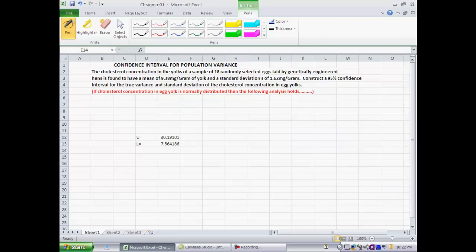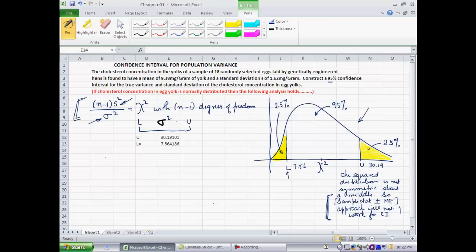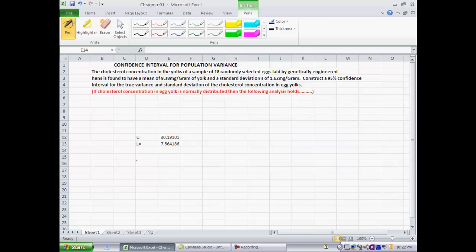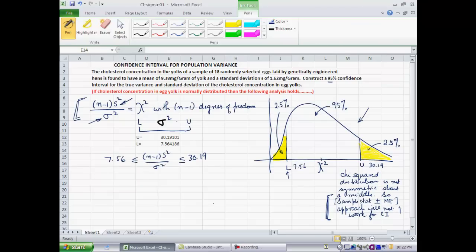Once I know these two limits, I automatically know that 7.56 is less than or equal to n minus 1 s squared divided by sigma squared is less than or equal to 30.19. Now if you look at this inequality, there are two inequalities here, and the only unknown is sigma squared. I know n and I know s squared. So let's see how we can get the upper and lower limit for sigma squared from this. So I look at the two inequalities separately.